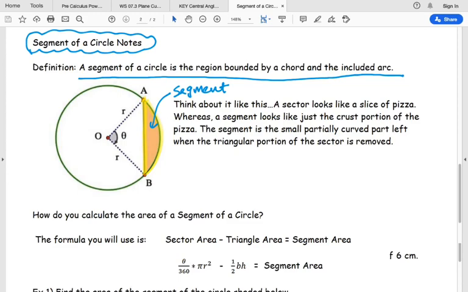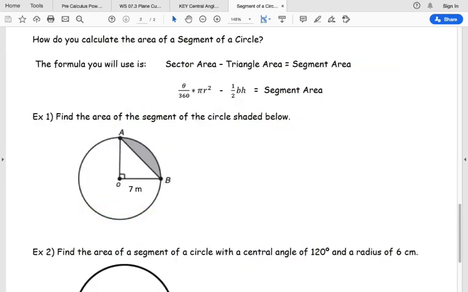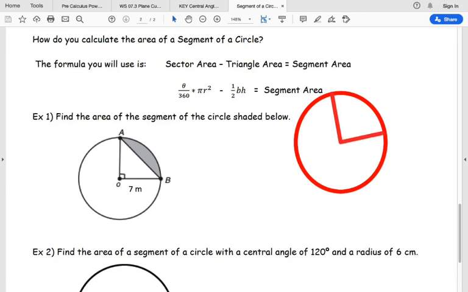So now let's do some examples or talk about the formula. All right, I'm going to try to use this circle feature and draw a circle real quick over here as best I can. Okay, and then I'm going to put a radius in here. I'm going to put another radius over here. All right, so you guys already know what this is. This would be a sector, and you know how to calculate the area of a sector. We learned that last week, and we talked about it in our warm-up today. You're wanting to figure out just the segment.